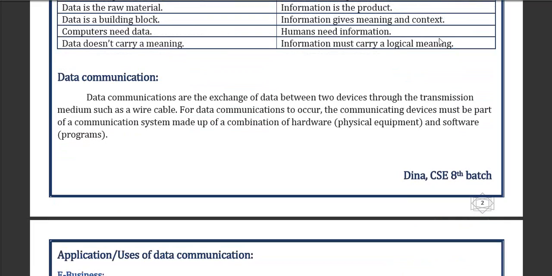Next topic: what is data communication? The movement of data from one end to another is known as data communication. Data communication is the exchange of data between two devices through a transmission medium such as a wired cable or anything else. This exchange of data is known as data communication. It combines hardware, meaning physical equipment, and also software, meaning programs.